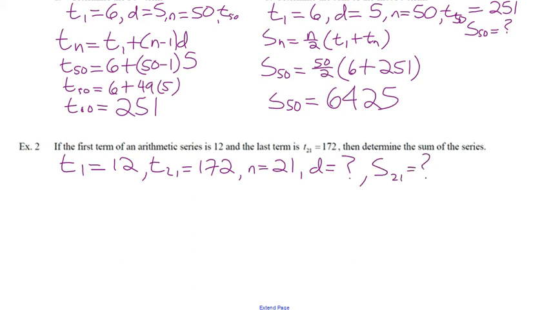Okay, so there are 5 quantities, right? T1, Tn, n, d, and s sub n. Okay, there are 5 quantities. Each formula uses 4 of those 5 quantities. Okay? So, since we don't know d, we are going to choose to use the formula that does not have a d in it, right? Because otherwise we would have 2 unknowns. We don't know d, we don't know S21. S21 is what we want to find. We're not asked to find d, right? We don't care what d is. Okay, we're asked to find S21, so let's put the formula down, right?